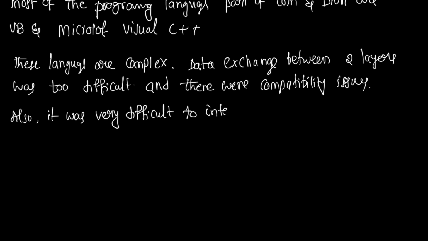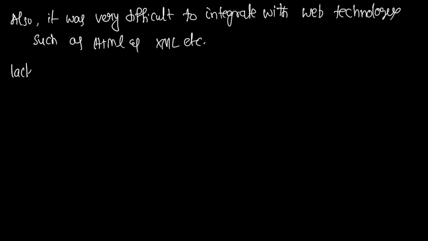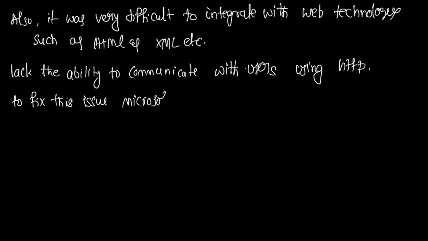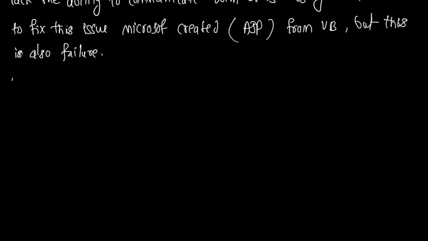Another problem was the difficulty of integrating with web technologies such as HTML, CSS, JavaScript, and even XML, Microsoft's own technology, which was very difficult to work with. They lacked the ability to communicate with the user over the HTTP protocol. At the time, these languages didn't have much functionality to communicate over HTTP. To fix these issues, Microsoft created ASP, which works on HTTP and is based on VB. But this also did not solve the problem, and it added more problems into the framework.